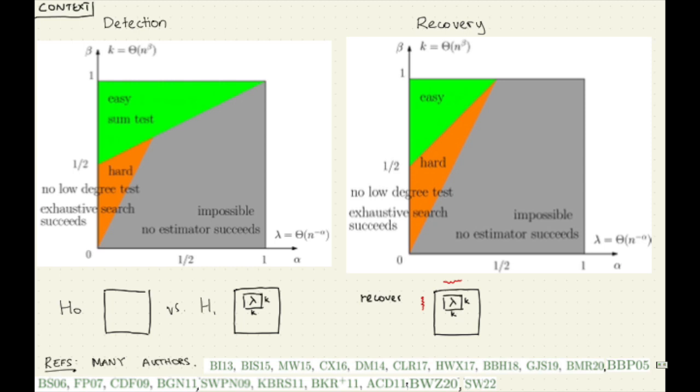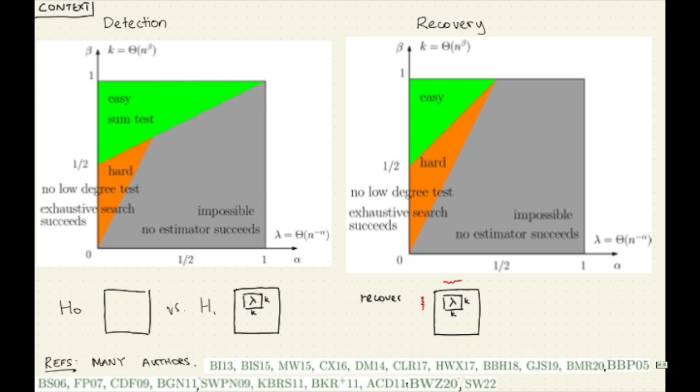These are the existing phase diagrams, and I haven't really cited the authors, right? So there's a lot of work that went into these two diagrams, and the idea here is you have some sort of null, right? So everything here is normal 0, 1. Here you've got a raised mean on a little bit of it, and here you've got recovery.